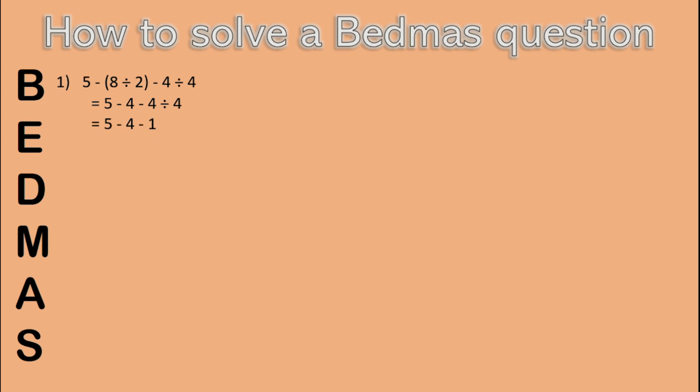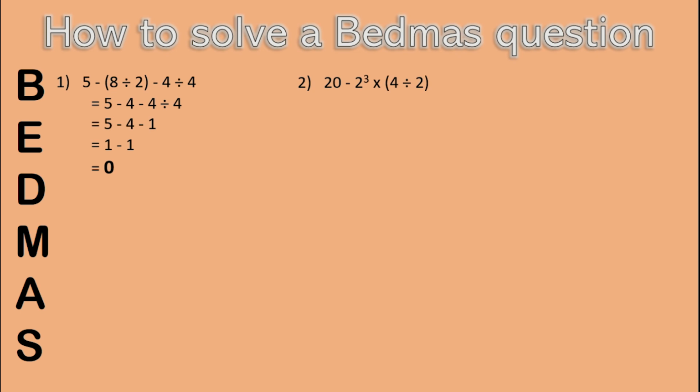According to BEDMAS, the next should be multiplication, which we don't have in this question. And then we would go on to A, which is addition, which is still not in this question. And then lastly, we would look at subtraction, which is in this question. So 5 minus 4 and then subtract 1. So that's just 1 minus 1, which equals 0. The second question.